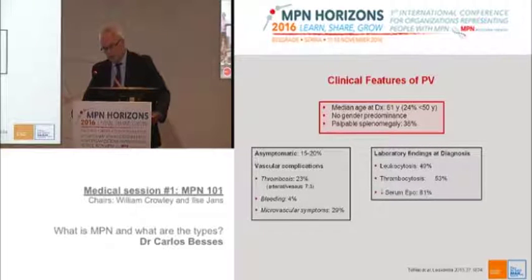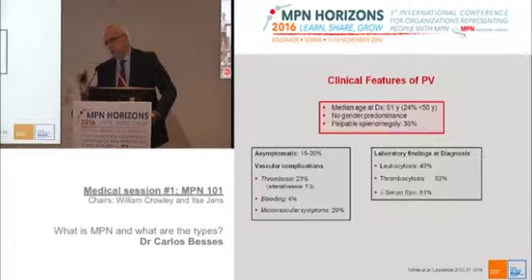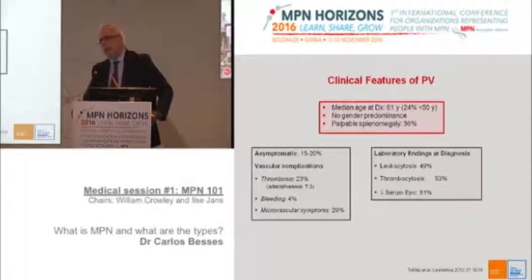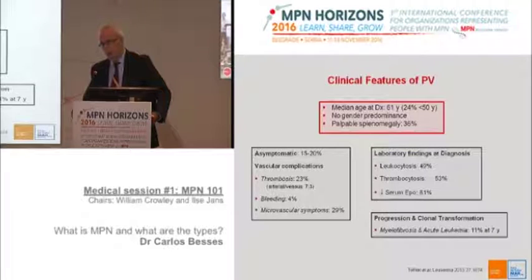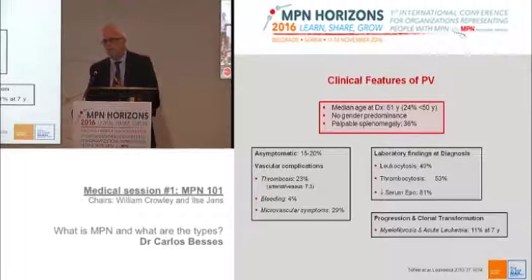The laboratory findings at diagnosis, these data are taken from a very large cohort, based on 1,500 PV patients. One of the things that we have to take into account is that at least half of all PV patients present leukocytosis and or thrombocytosis, apart from the increase in red cells. So this is frequent. And they present 80% decrease in serum erythropoietin. Progression in clonal transformation is also a feature of the disease, and myelofibrosis is much more frequent in PV than in ET patients.